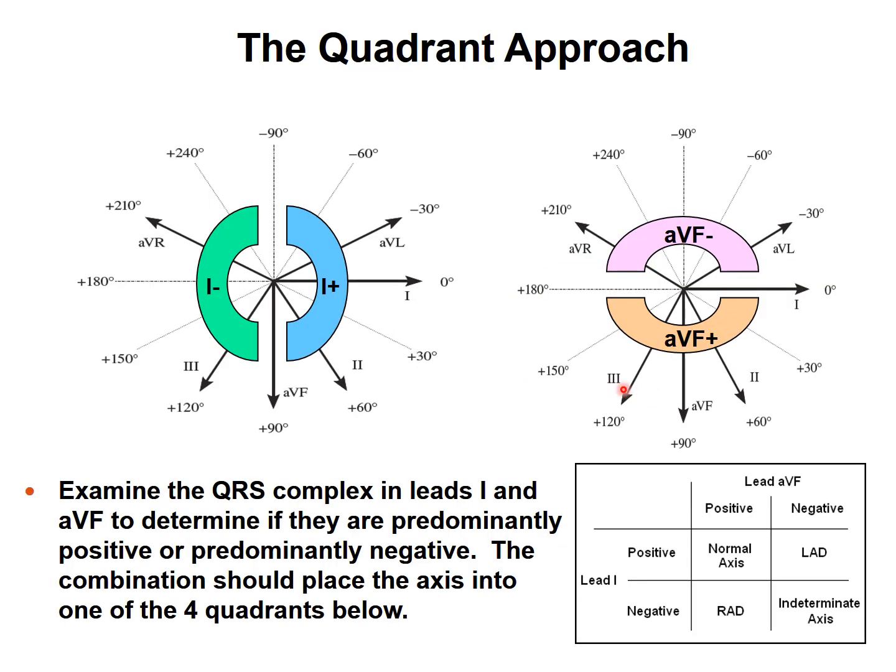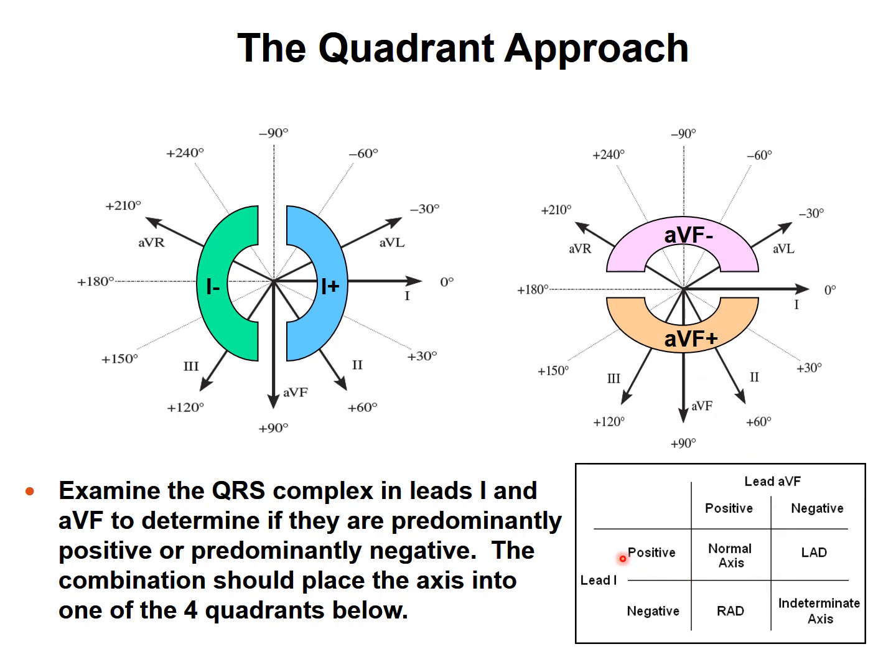Another method is the quadrant approach. The quadrant approach is based on dividing the circle into 4 equal quadrants. We are going to use 2 leads, standard 1 and AVF, and with a combination of these 2 leads, we have 4 quadrants. For example, if we have lead number 1 positive and AVF positive, the range is normal.